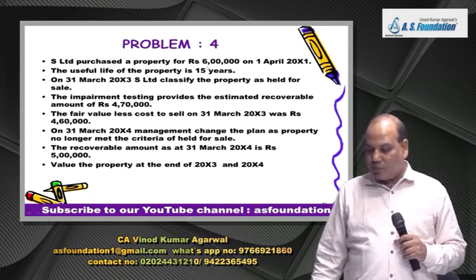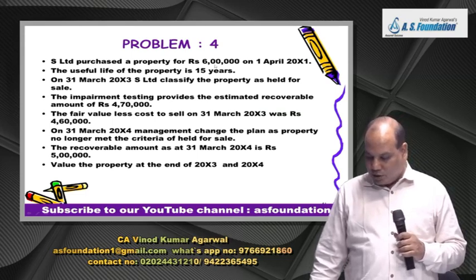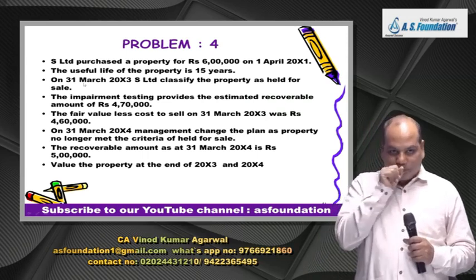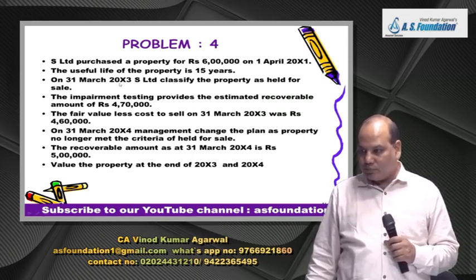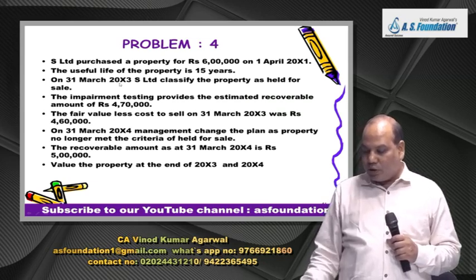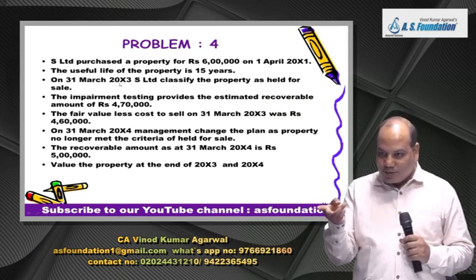S Limited purchased a property for rupees 6 lakh on 1st April 20X1. The useful life of the property is 15 years. So 6 lakh divided by 15, how much depreciation? 40,000. So 40,000 per annum is the depreciation. On 31st March 13, how many years are over? 2 years are over, which means you have already depreciated it 80,000 rupees, 40,000 times 2.